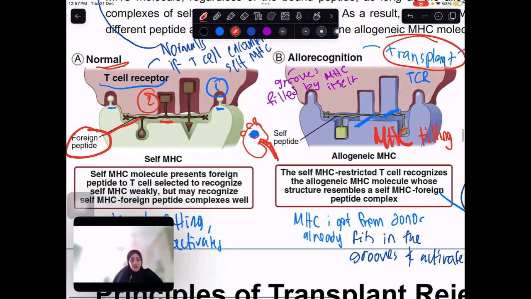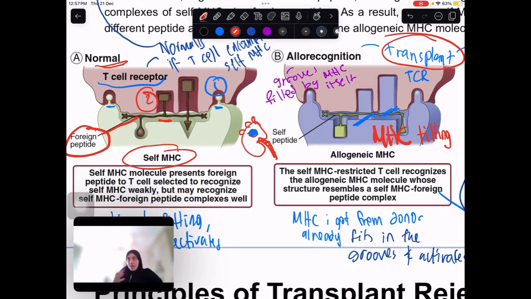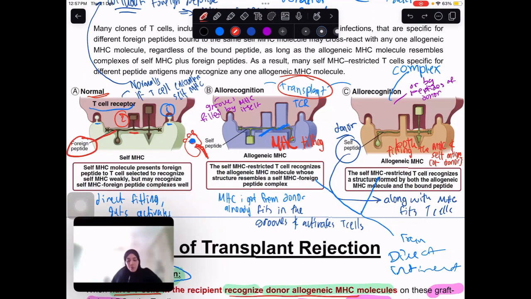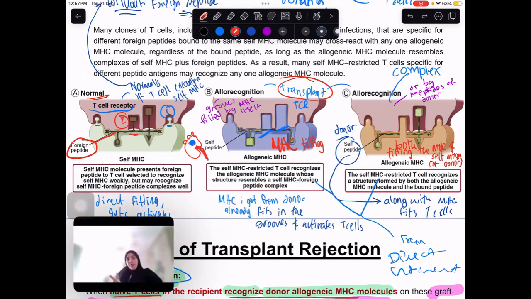In normal cases, it's my own self MHC, and I will just see the peptide and recognize it as foreign. In the transplant, it will happen in two different ways. Either it's fitting the MHC, and the MHC is not mine, so I'll say, okay, this MHC is not mine, I'll destroy it. I'll call the CD8, it will be activated and will kill it.